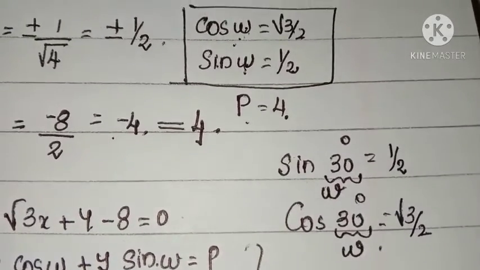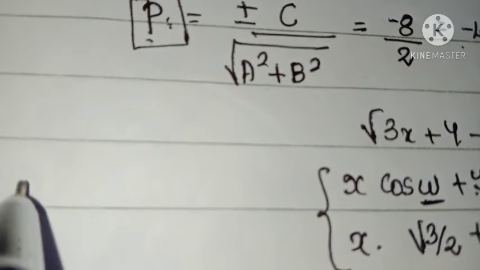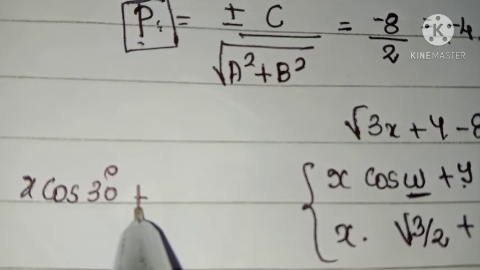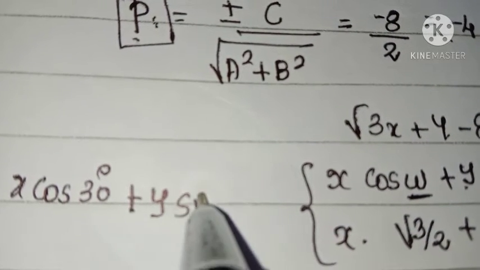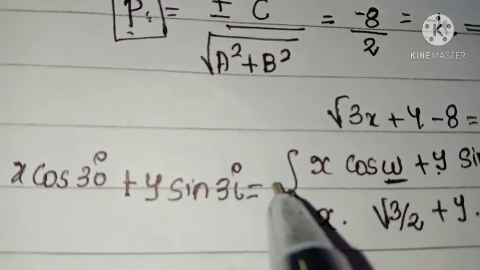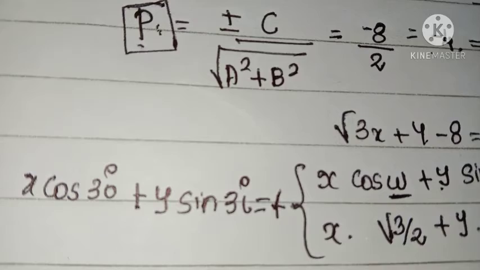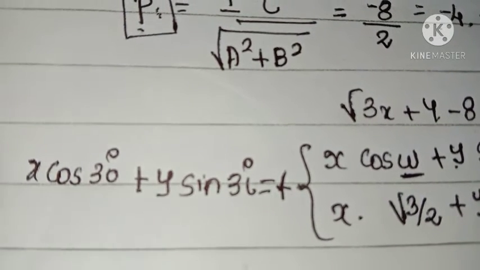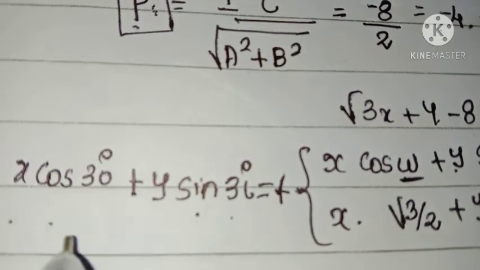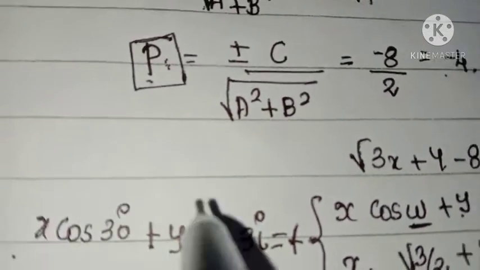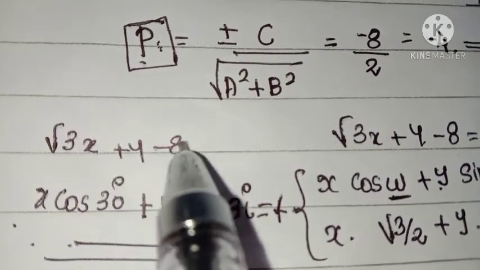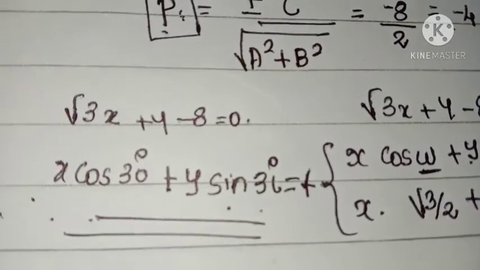So the normal form becomes x cos omega, that is 30 degree, plus y sin omega, that is 30 degree, equal to P. Equal to P means 4. So x cos 30 degree plus y sin 30 degree is equal to 4. This is the normal equation of the given equation root 3x plus y minus 8 equal to 0.